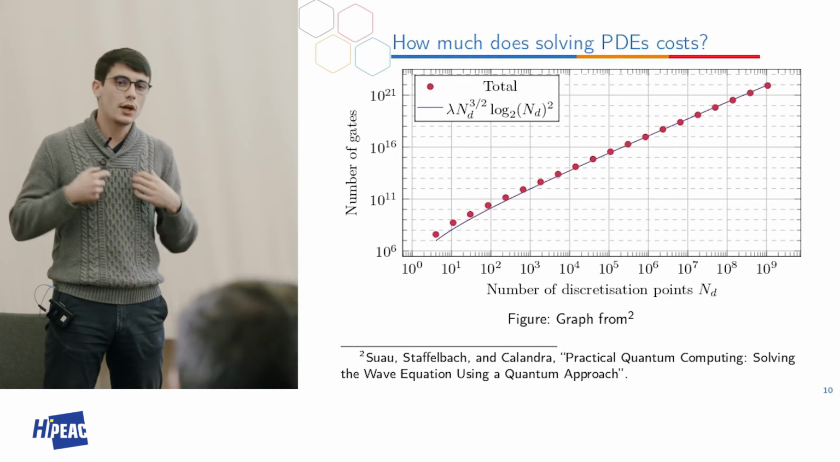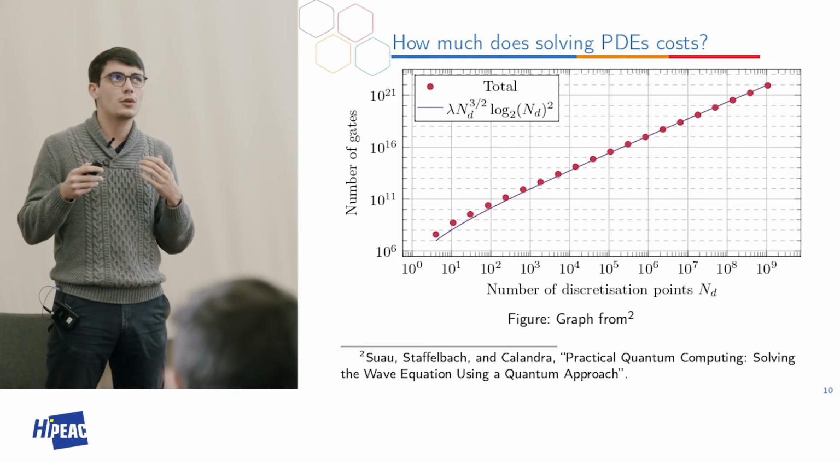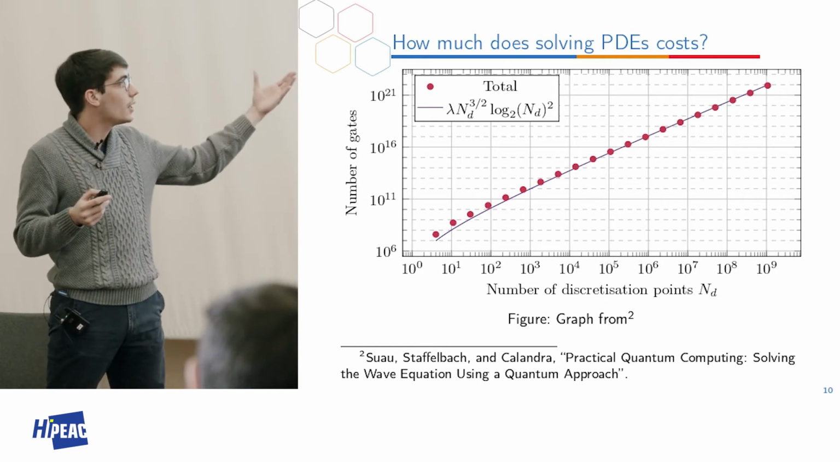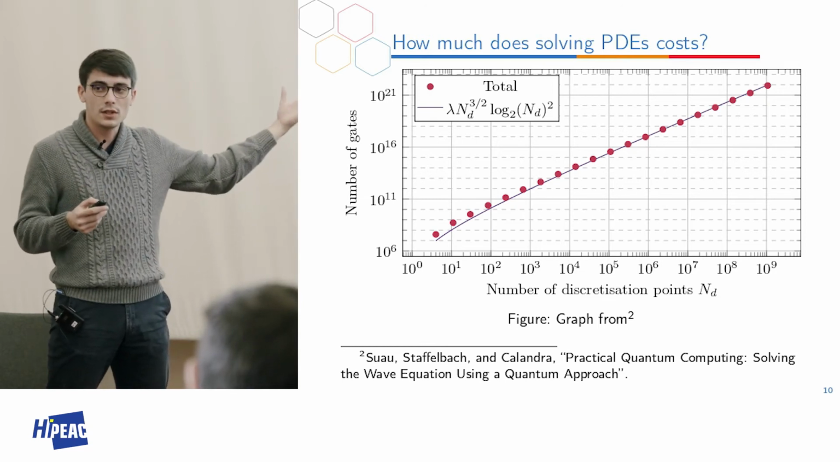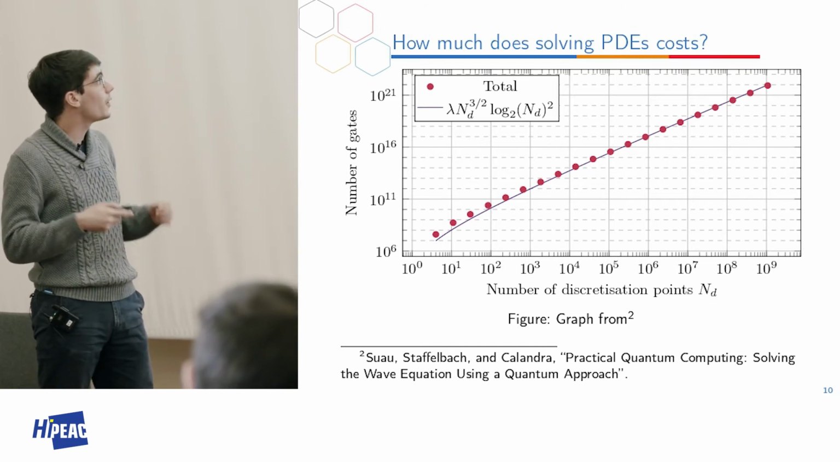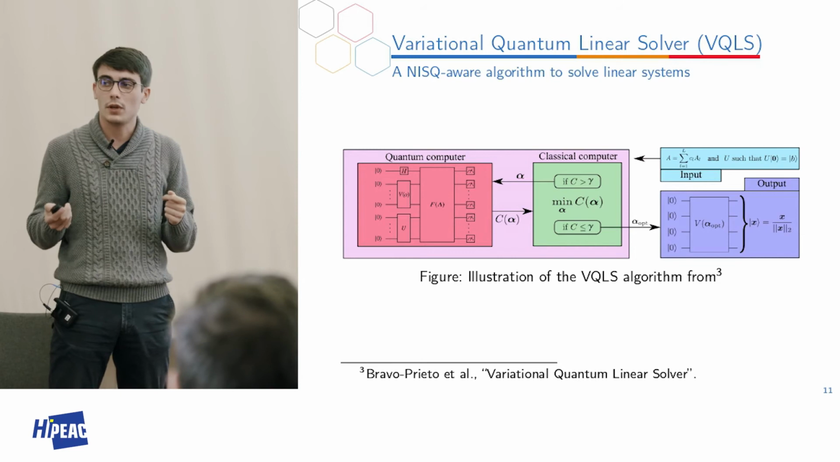And I'm not a hardware guy, but I would say that the consensus in the community is that we won't have chips that can execute this kind of algorithm in the next 10 years, for example. And this is where variational algorithms come into play.